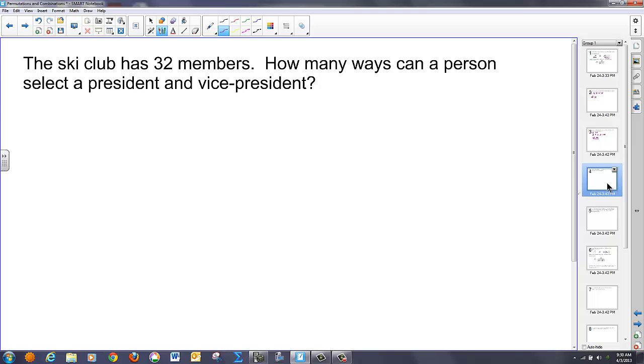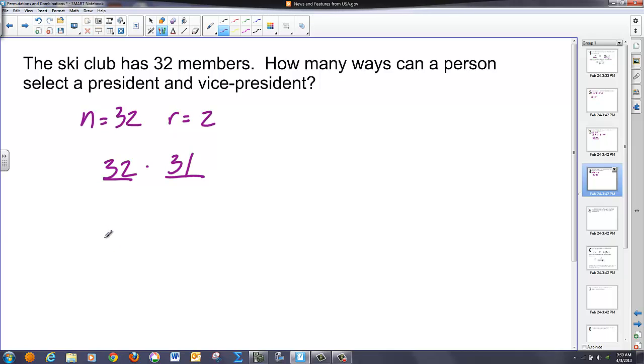Moving forward, similar problem. You've got a ski club with 32 members, and you want to know how many ways a person can select a president and a vice president. So you'll notice we have n equaling 32, and the subset is 2 people. So again, intuitively, I've got 2 people from which I get a pool of 32 to pick from. So for president, I have 32 people I could pick, and once I pick that person, now I have 31 choices for my next. Then I multiply those together and get my answer.